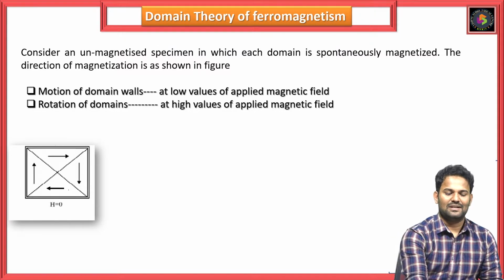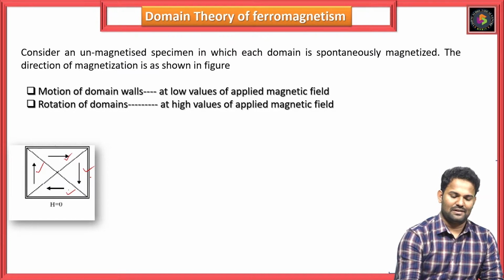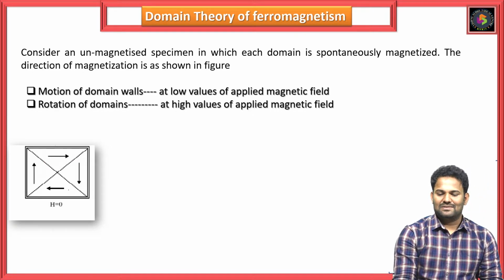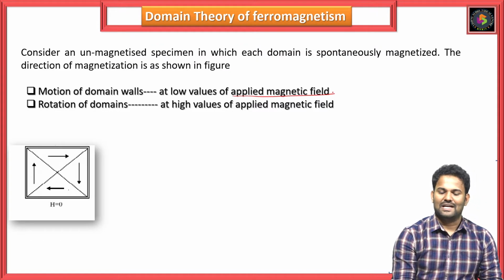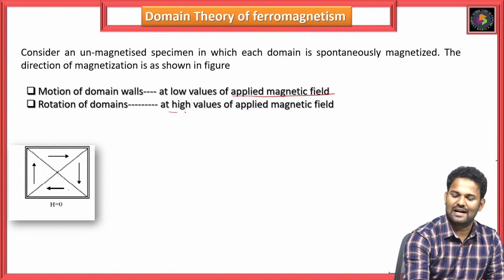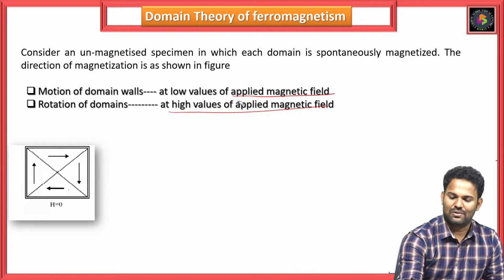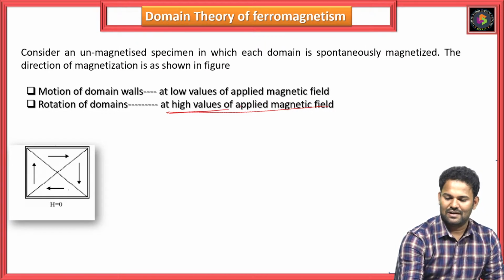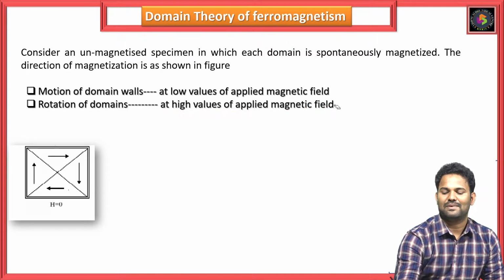All domains are in different directions. This is one domain, this is another domain, and the spin alignment is different. The motion of the domain walls occurs at low values of the applied field, while the rotation of the domains occurs at high values of the applied field. The motion of the domain walls is at low values of the applied magnetic field. Similarly, the rotation of domains is at high values of the applied magnetic field.